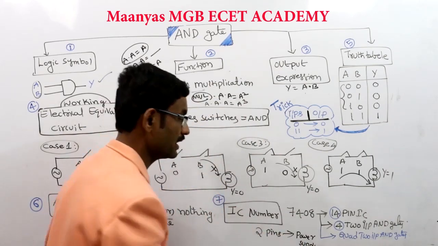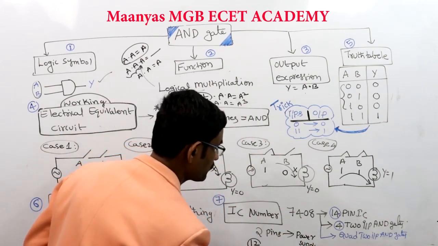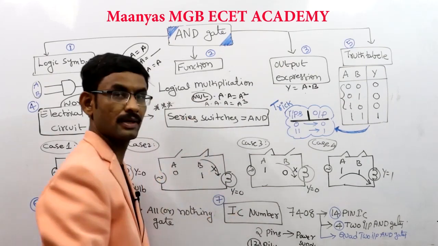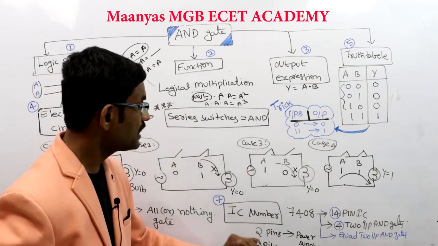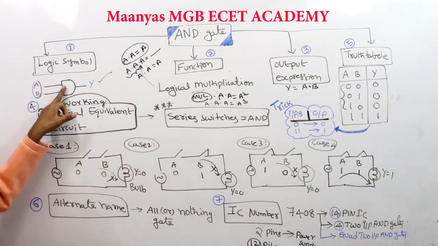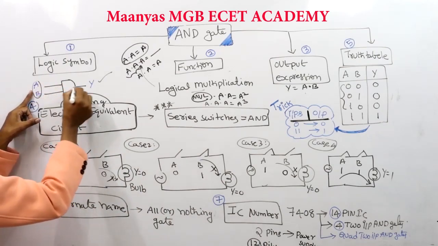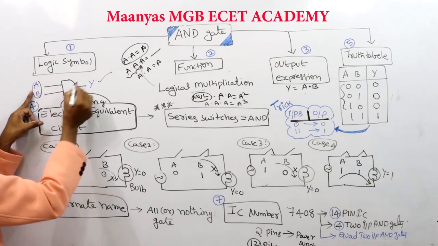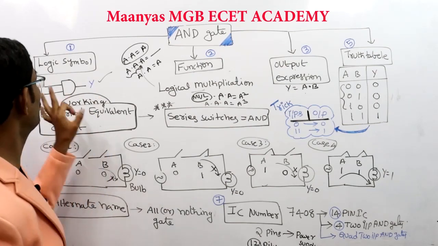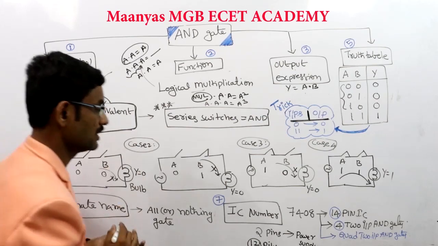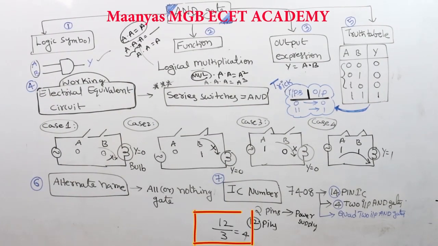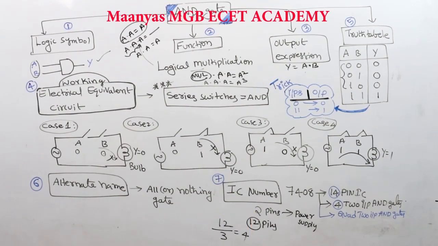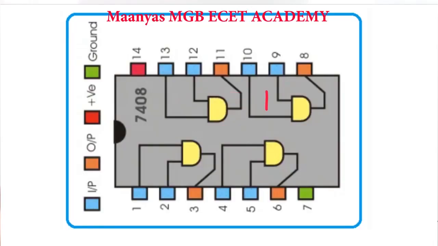How many remaining pins are there? Yes, 12 pins. Out of these 12 pins, 3 pins are reserved for 1 AND gate. Each AND gate has 2 inputs and 1 output. Totally 3 pins are required for one 2 input AND gate. So divide these 12 pins by 3. Yes, 12 by 3 is equal to 4. So if we observe 7408 internally, 4 two-input AND gates are available.